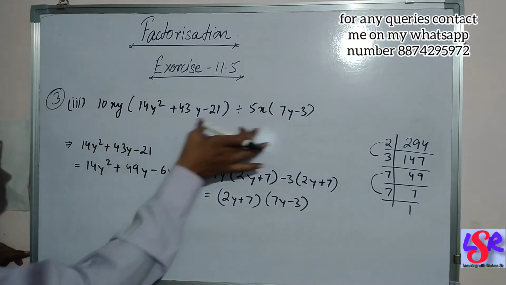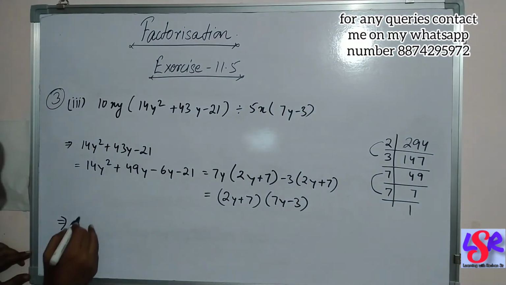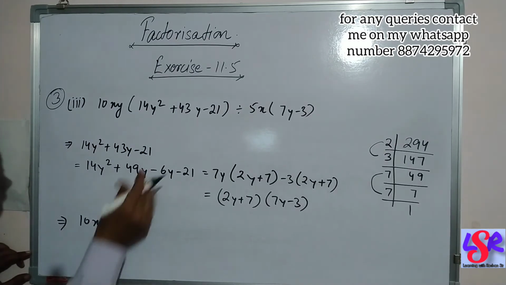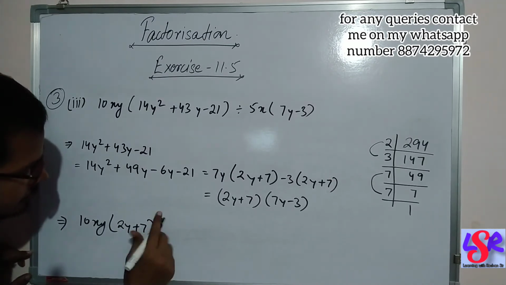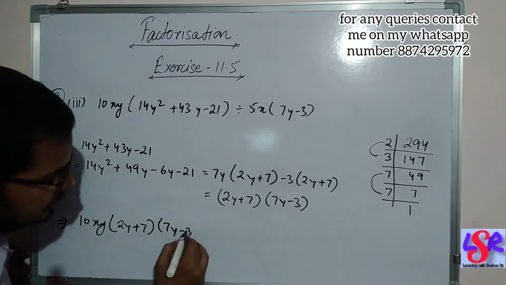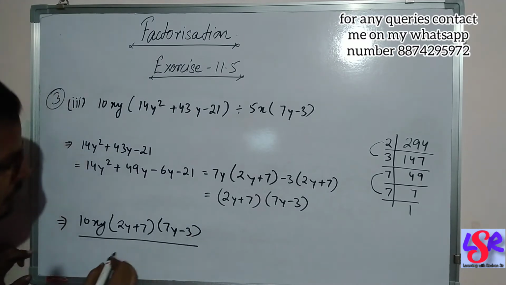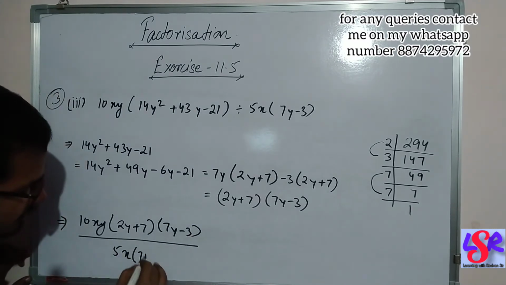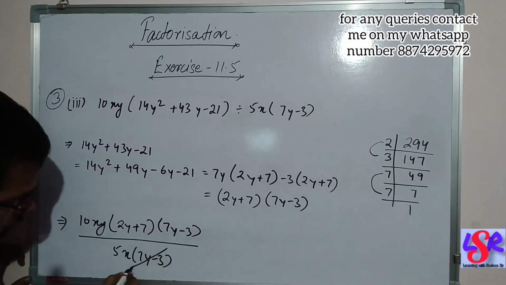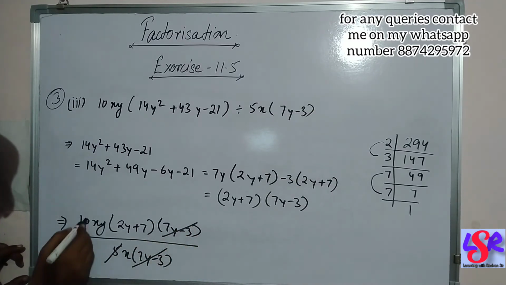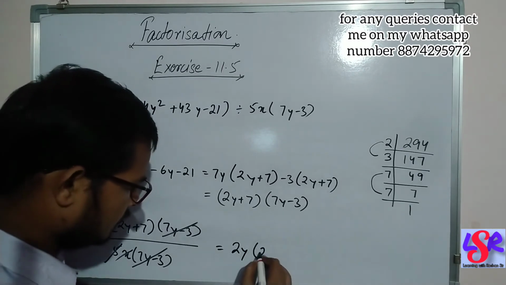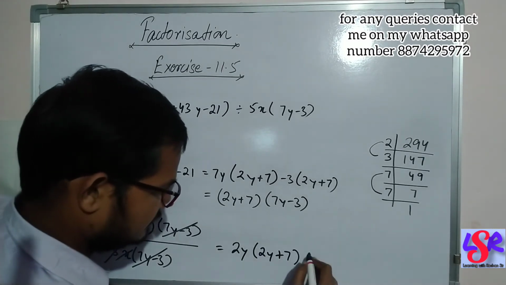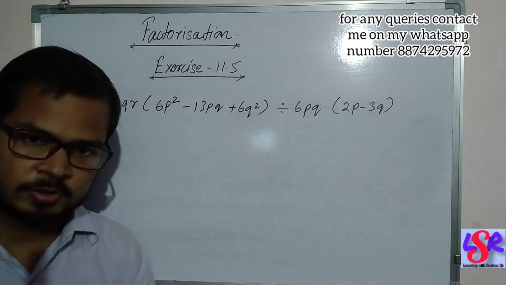Now we are going to write this whole expression over here, and this will become 10xy, and in place of this we are going to write this one, 2y plus 7 and 7y minus 3, whole upon 5x, 7y minus 3. Now this whole can be cancelled by this one. 5 will be cancelling this to get 2 and x will be cancelling to get this one. So this is 2y plus 7 as answer. Now let's go with question number 3, fourth part.